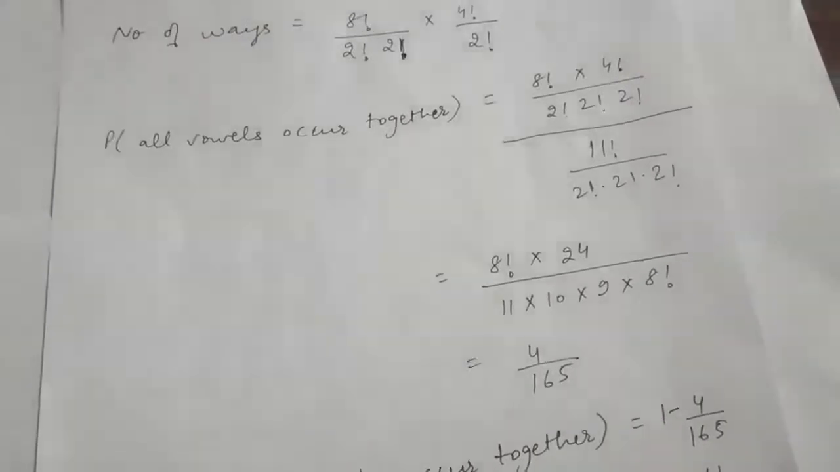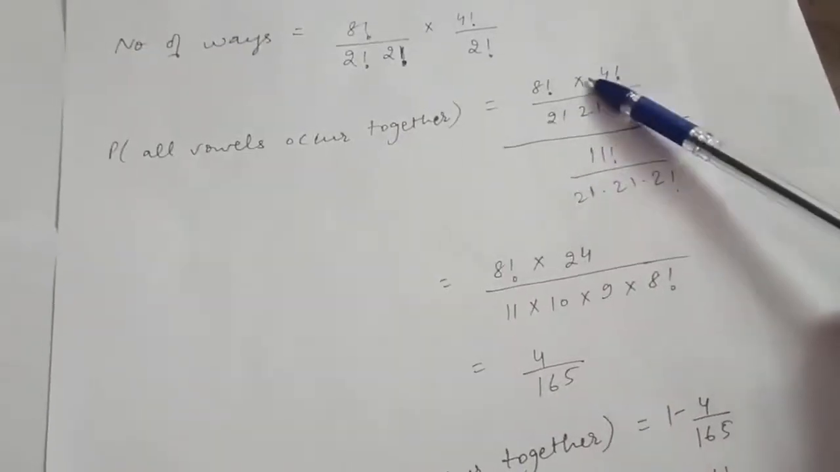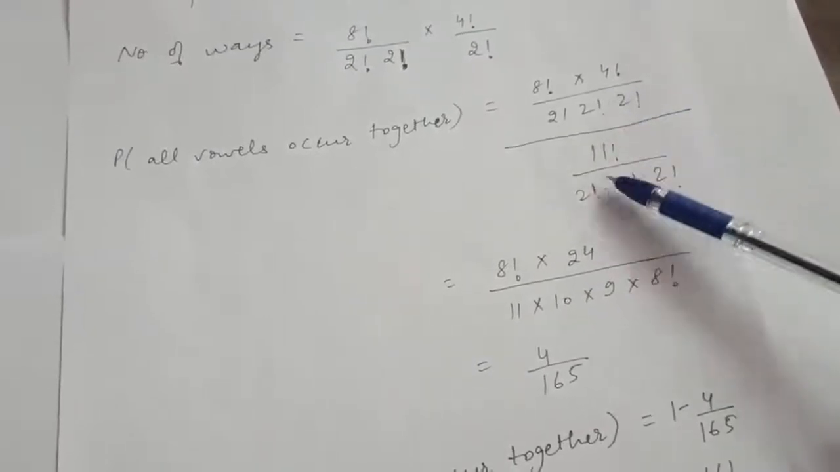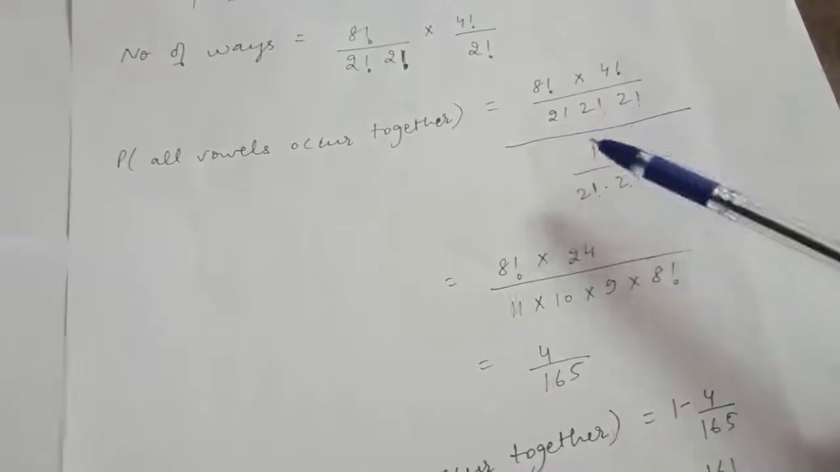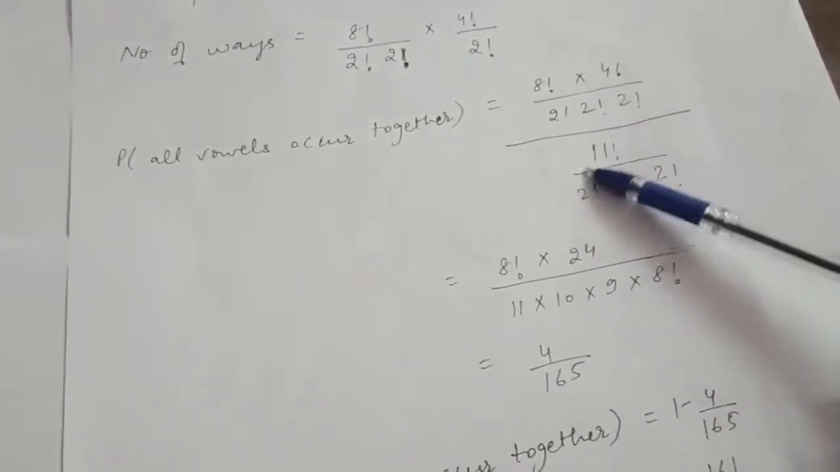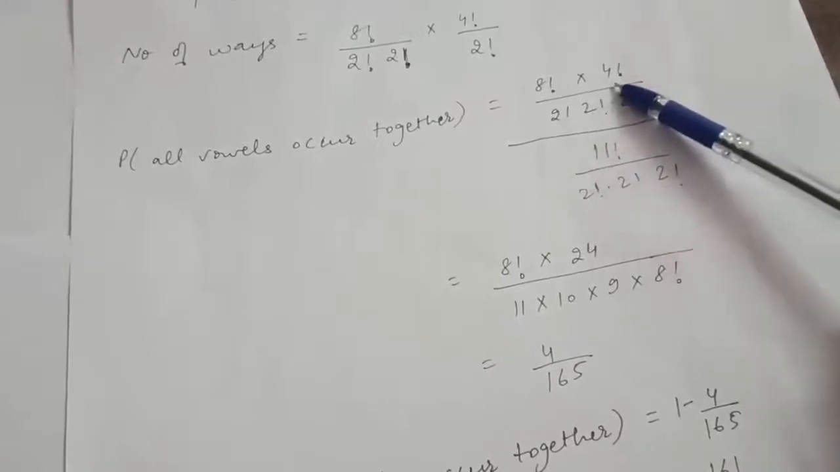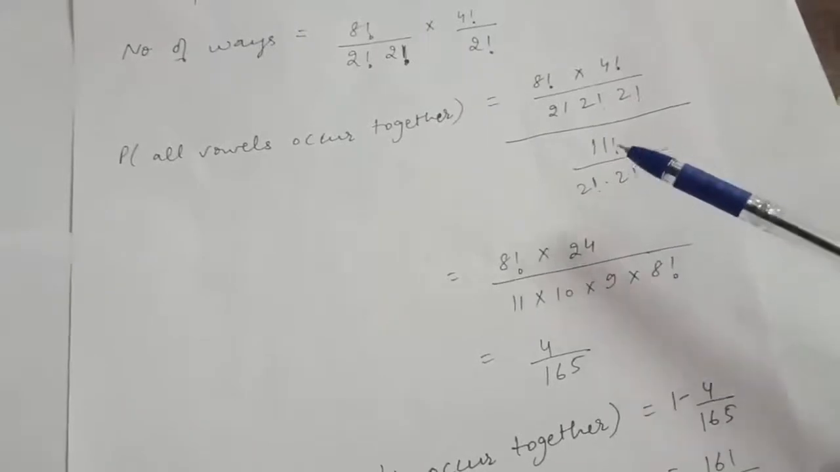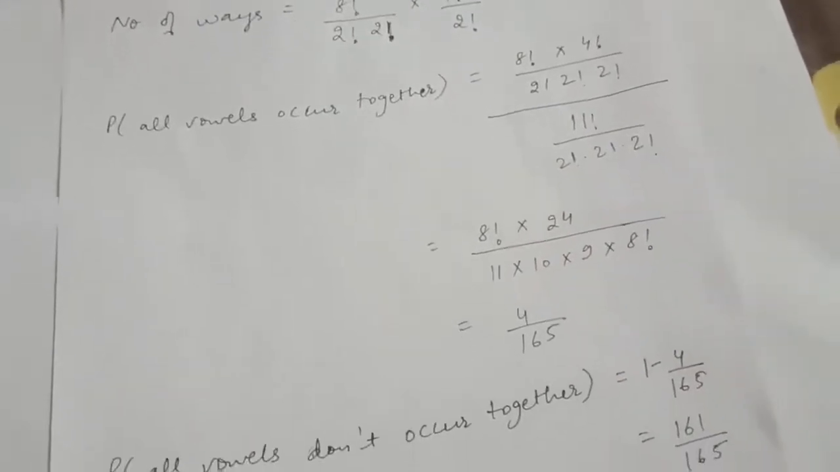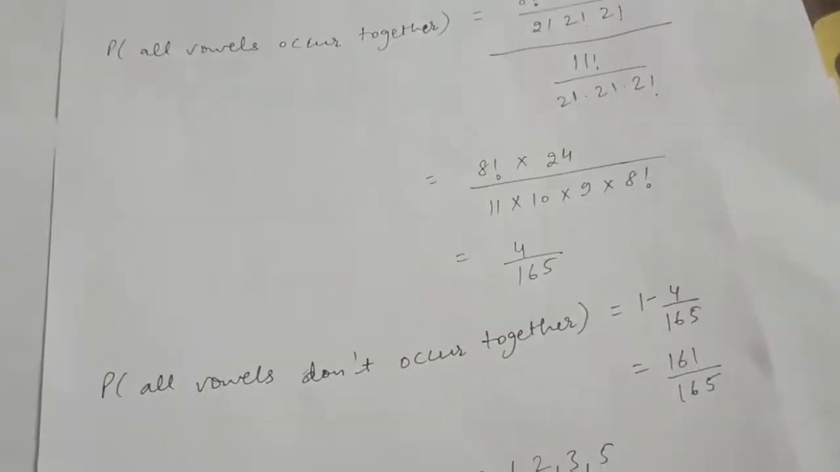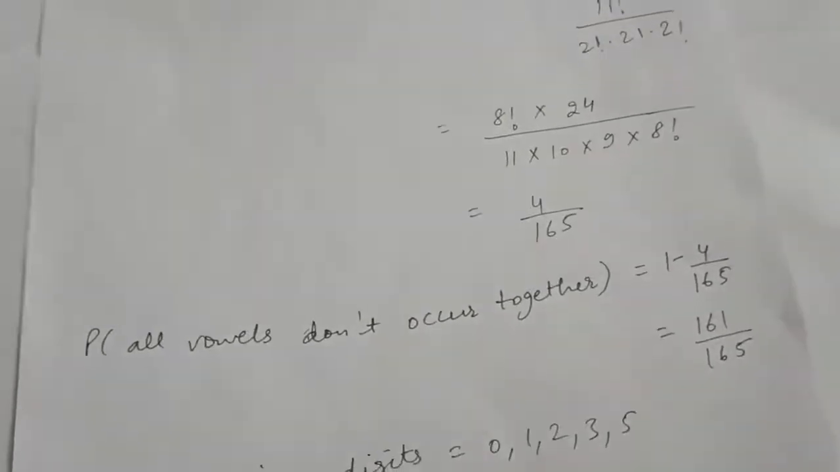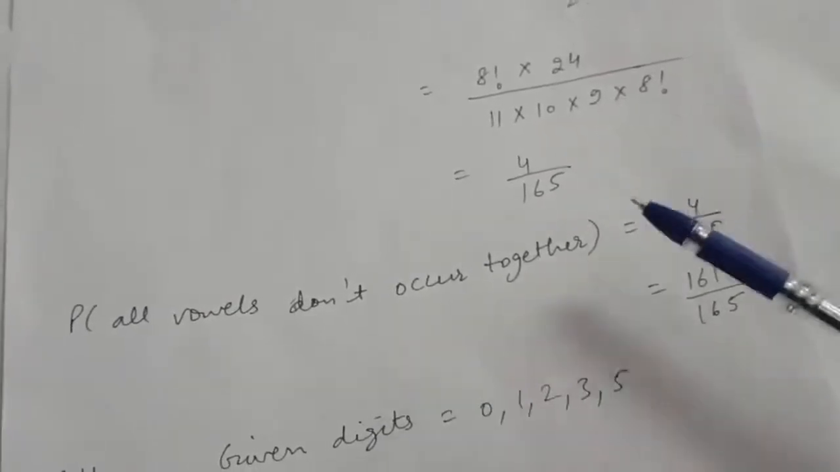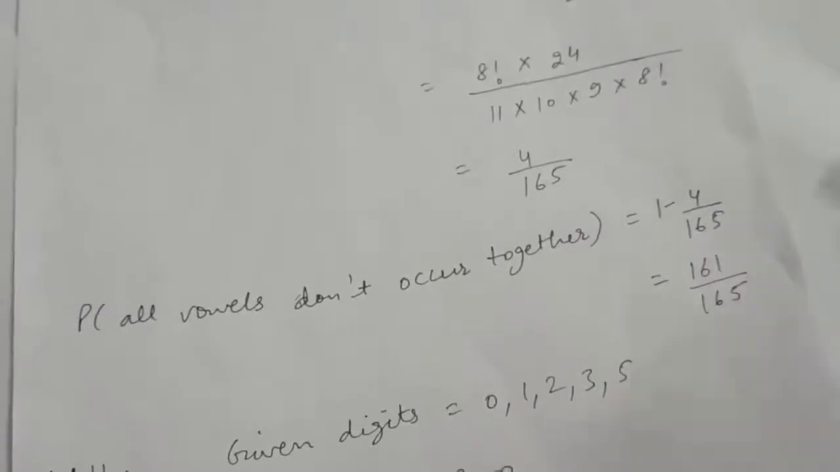Yes, many students what they do is they first solve this complete and then they solve this complete and then they divide. Why do you do so when the terms can easily cancel here, right? So do not solve these terms independently, but just put in the formula and then cancel out what can be cancelled and then do the calculations. It will save your time only. Now this is the probability when all the vowels are together. So in the question we have to find the probability when all vowels don't occur together. So subtract this probability from 1, you'll get the answer.